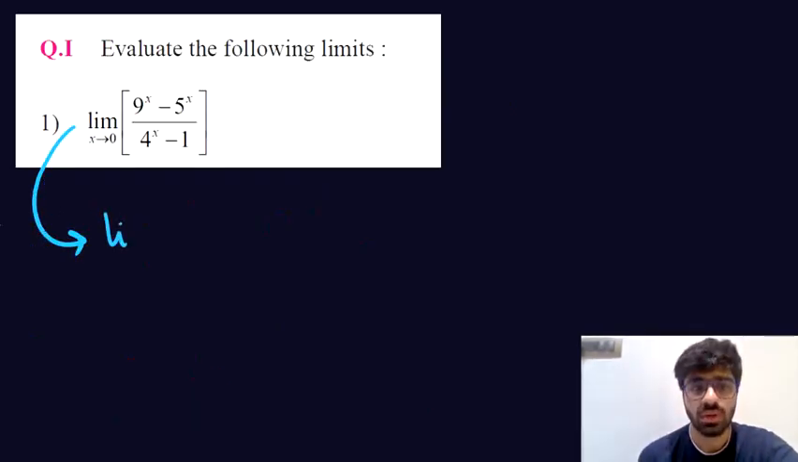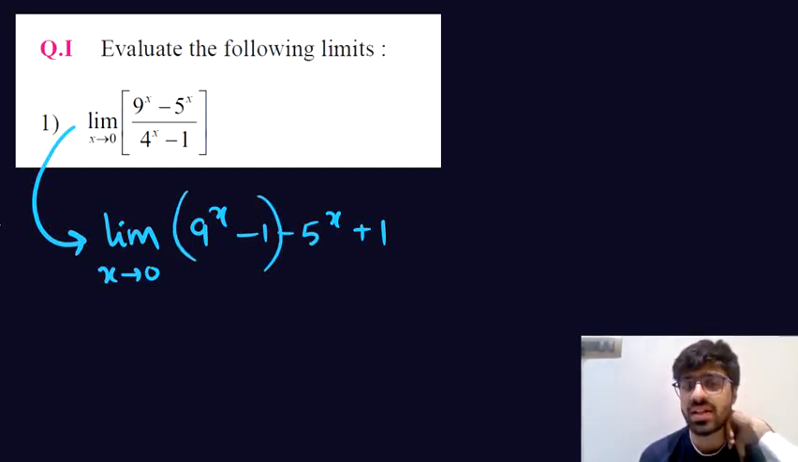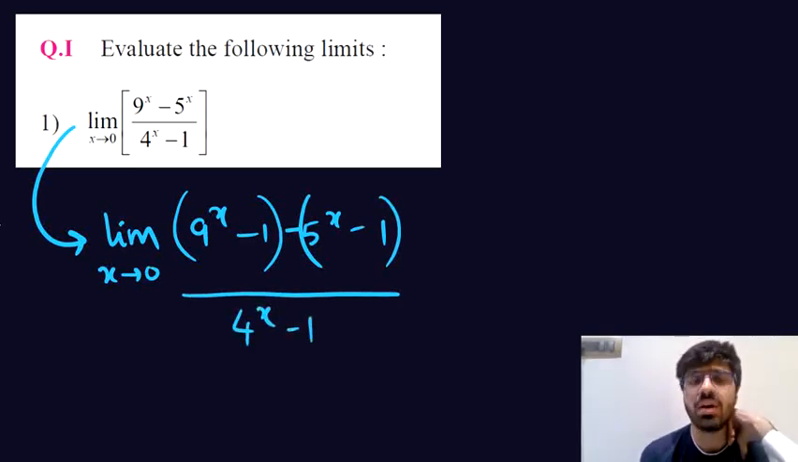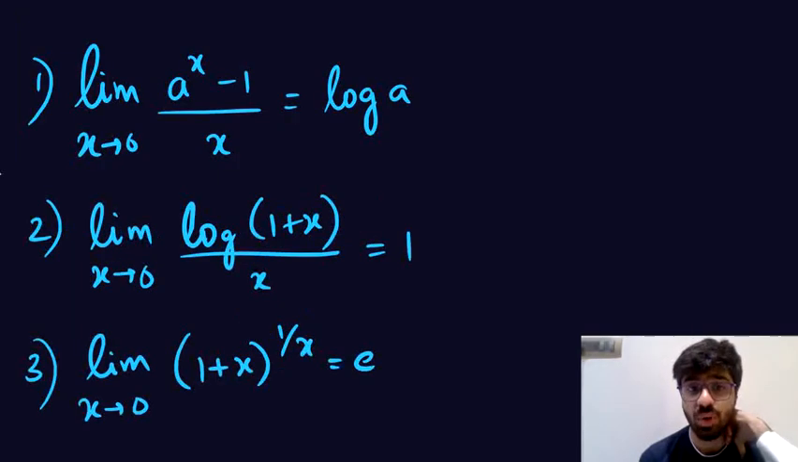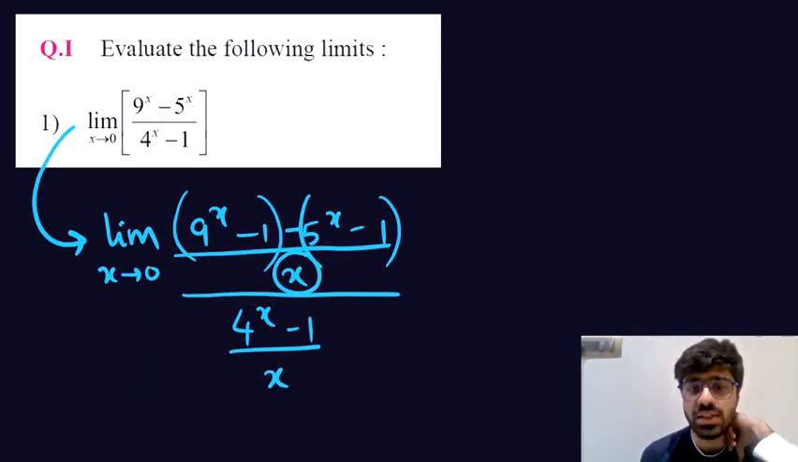How do you use it? See, you need a power x minus 1. You don't have it in the numerator. So you write it as 9 power x minus 1 minus 5 power x plus 1. I have subtracted 1 and added 1 because by doing so I am bringing my entire expression into the standard format. I will write it as 9 power x minus 1, pull out a minus common, and this will become 5 power x minus 1. The whole thing divided by 4 power x minus 1. You can divide the numerator and denominator by x because that is what we wanted in our standard result, right? So we are dividing the numerator and denominator by x.